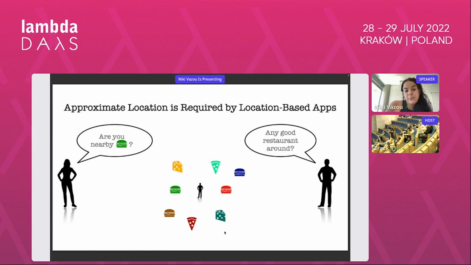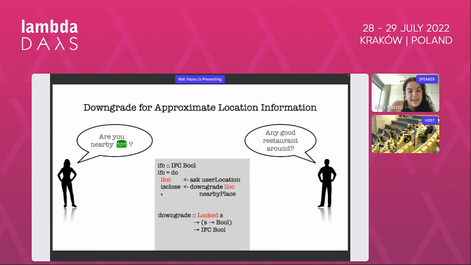So what we can do instead is not ask the exact location of Bob, but pick a restaurant that we would like to suggest, for example the Green Burger, and ask, are you nearby this restaurant? This "are you nearby" is implemented by a function that most of these IFC applications have, called downgrade. Downgrade takes as input a locked secret value S, and it is not going to reveal the exact value, but instead takes a query on this value, like are you close to this location S, and returns the answer of the query without increasing the lock. So I'm downgrading the value, but I'm not revealing exactly the secret value, I'm just answering a query about it.